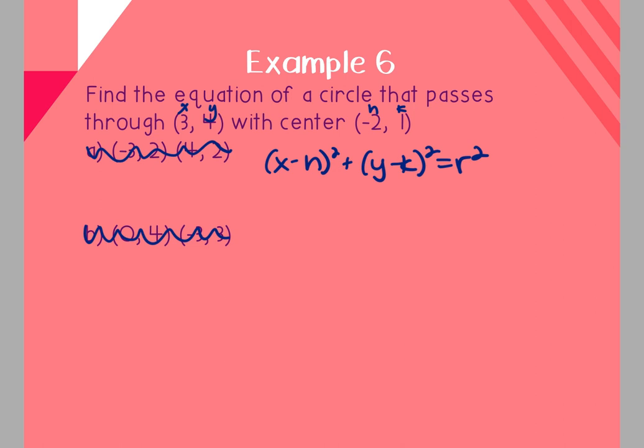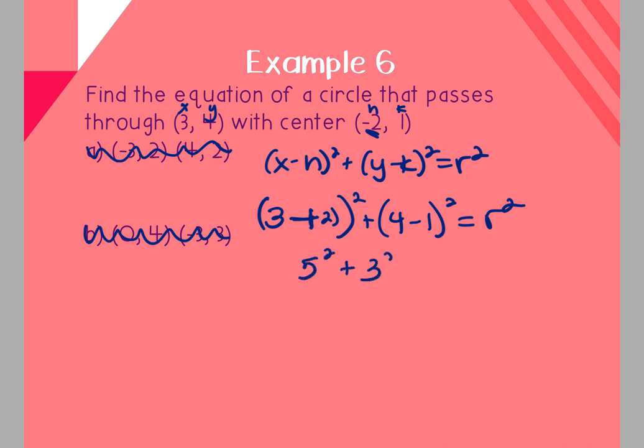The HK, yes. So I'm going to plug the x in as x. So this is 3. I'm going to plug the h in. It's minus a negative 2. So that's going to change it back to positive. Squared plus y, which is 4, minus k, which is 1, squared, equals r squared. That's the only thing I don't know. So this becomes plus, and I get 5 squared plus 3 squared equals r squared. 25 plus 9 equals r squared, and r squared is 34.